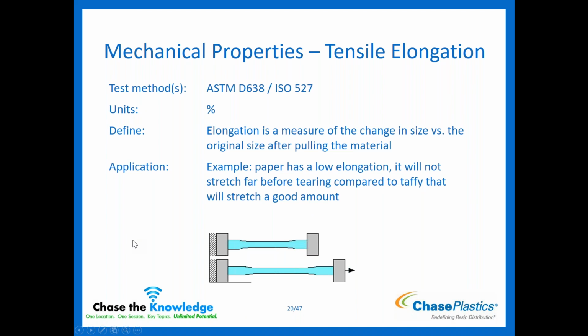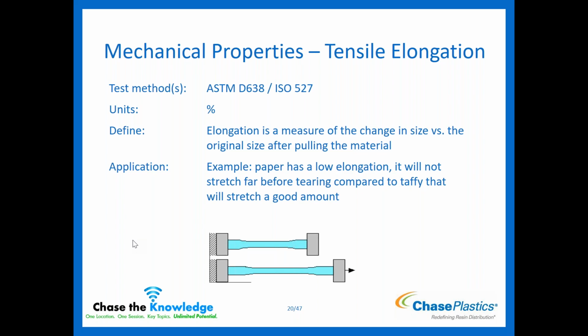Tensile elongation, again, same test as tensile strength and tensile modulus, all from the same apparatus. It's essentially a measure of the change in size versus the original size as I'm pulling it. So it starts at whatever length it was, and then where it ends, what was my percentage of change. And so something to consider if you're thinking about it and you're like, what does that really mean?